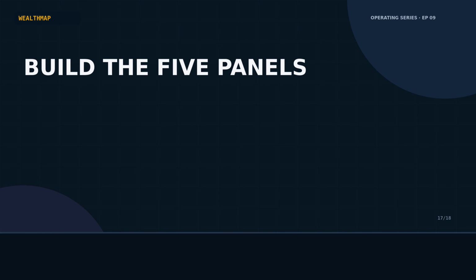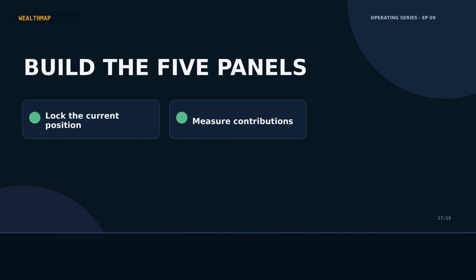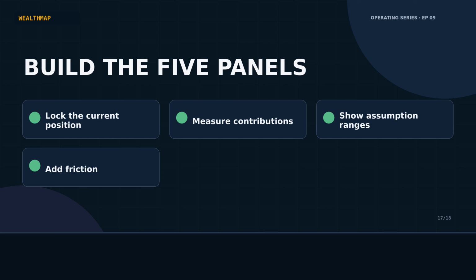Your next action is to build 5 panels, lock the current position, measure the contribution engine, show assumption ranges, add friction, attach one life goal. Then change one input and see whether the decision changes.